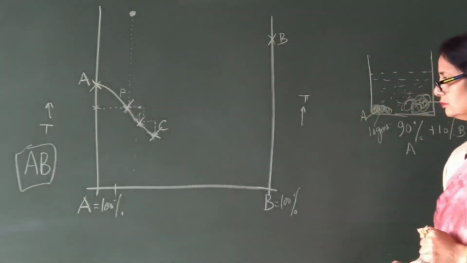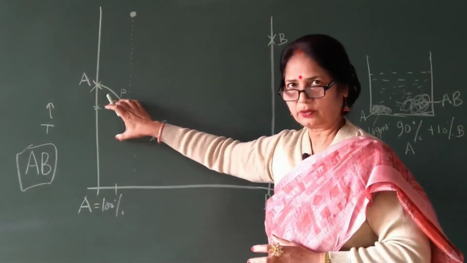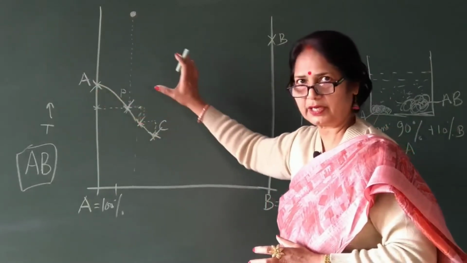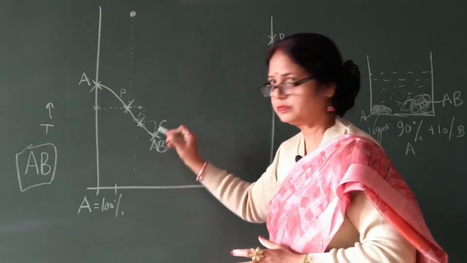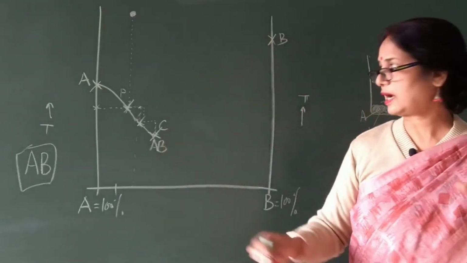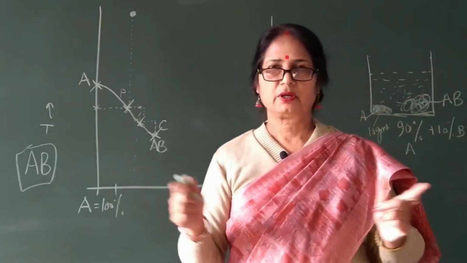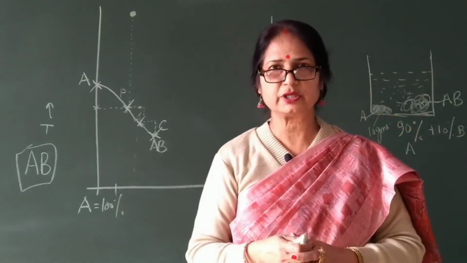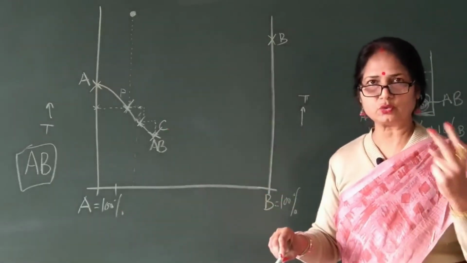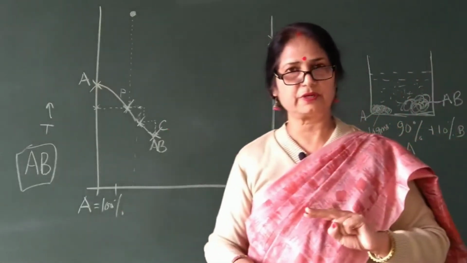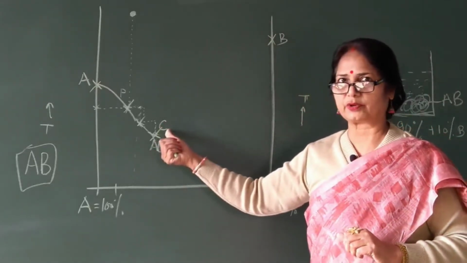Now at this point, what will happen? We will have solid A. We will have the liquid melt of A and B as well as this compound AB. This means 3 phases are present at this point C. And if we calculate the degree of freedom from the reduced phase rule equation, it will come out to be 0. Since there are 3 phases present and it's a 2-component system, the degree of freedom will come out to be 0. So this will be one of the eutectic points.